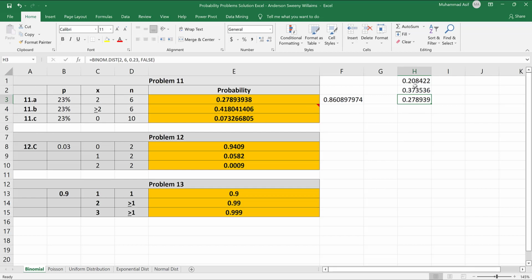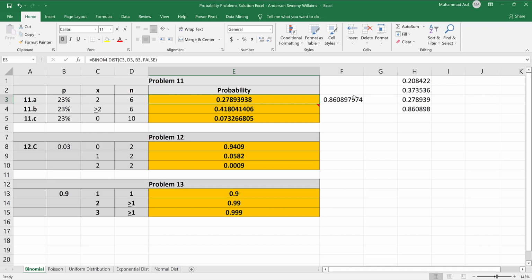X is 0, 1 and 2, and if we add them together, then we get 0.86089, which is exactly the same thing. So I just wanted to explain the whole idea of this cumulative function. In the first part of our problem it was only about the probability of 2, so we used the false option.